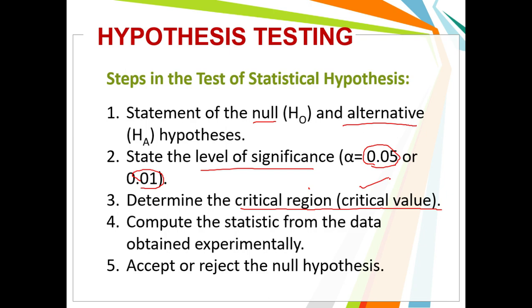Number 4, compute the statistic. This is our computational part, where we compute the value that we want to compare against our hypotheses. And lastly, accept or reject. This is our decision part. So we have to accept or reject our null hypothesis.